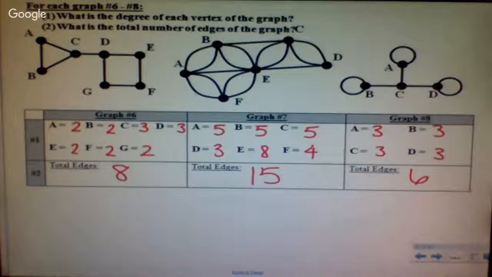Before we skip to the next little piece here, if I added up all of my degrees for graph 6, 7, and 8, what's the total amount of degrees in graph 6? 16. So the total edges is always half of the total degrees. 16 and 8, 8 is half of 16. So if I have 15 edges, there should be 30.